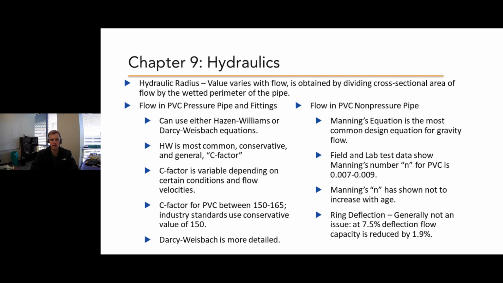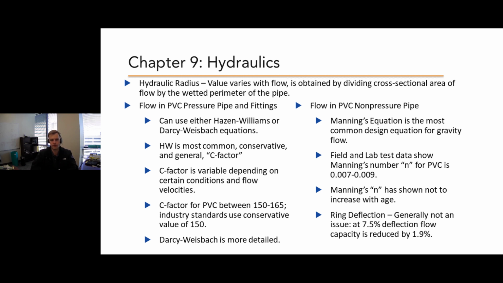Hydraulics, there was a handful of changes added here, actually, just to get into what the chapter goes into depth on. It goes a little bit more into depth on hydraulic radius. The value of the hydraulic radius varies with the flow and is obtained by dividing the cross-sectional area of the flow by the wetted perimeter of the pipe. What that means really is the perimeter of the pipe in contact with the fluid that's flowing.